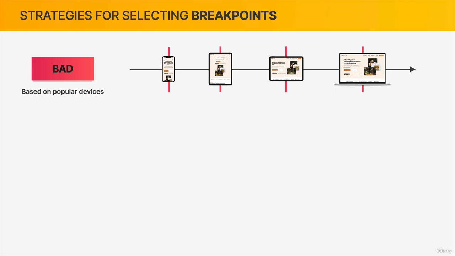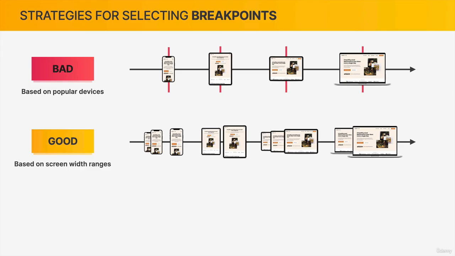So the next strategy is what I call the good strategy, and this one is based on screen width ranges. So basically what we do here is to look at the most used width for different categories of devices, like phones or tablets or desktop computers, and then we try to group them together in some logical way to then pick our breakpoints from that. And so this is already a lot better than the first strategy because we're using a lot of different devices here. And even more importantly, we're not setting breakpoints at one specific device, but between similar device sizes.